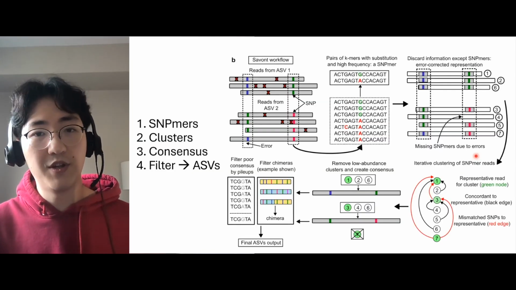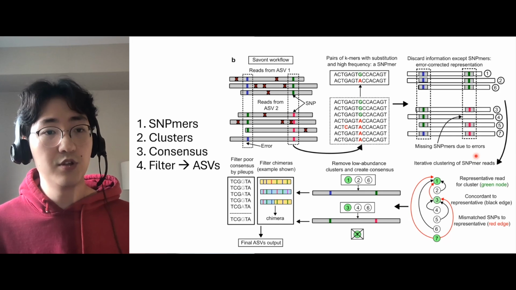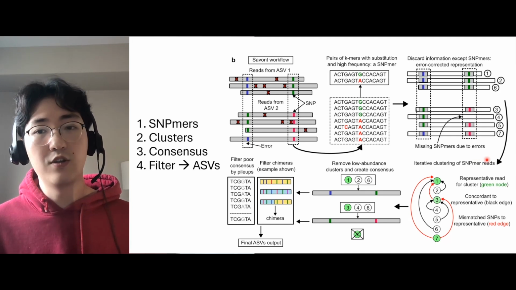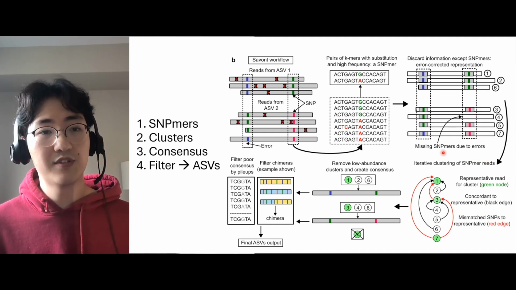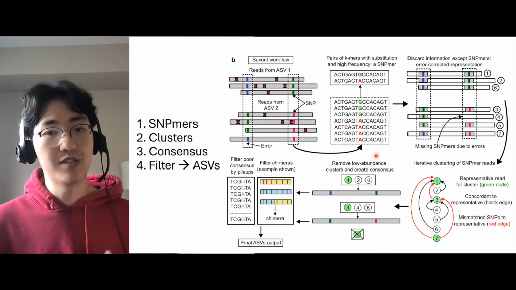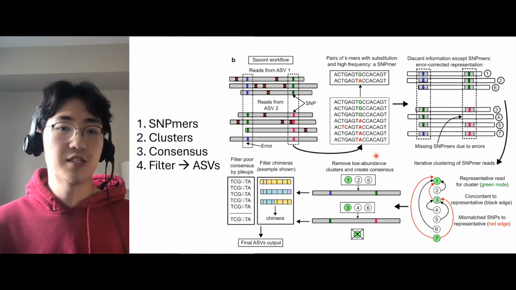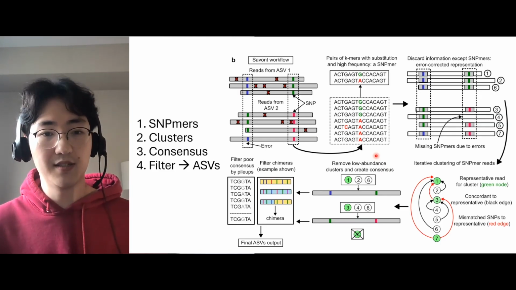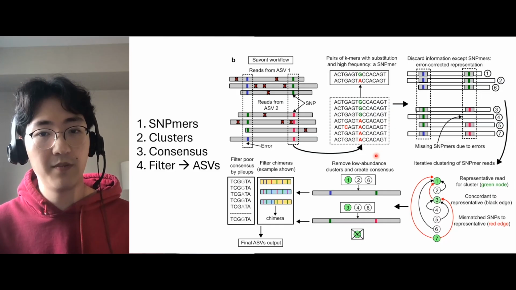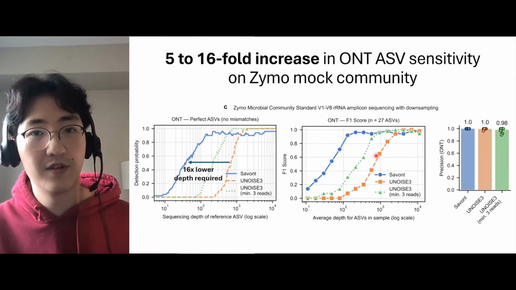Now, I won't go into the method at too high a level of detail, but the principle is pretty simple. You use those SNPmers like before. You find clusters of similar reads using those SNPmers at high resolution. You get a consensus with these clusters of reads, and then those consensuses, we filter them out based on chimeras and poor quality consensuses to get the final ASVs. Right? So it's a pretty simple approach, and what we found was that it was very effective for ONT data.